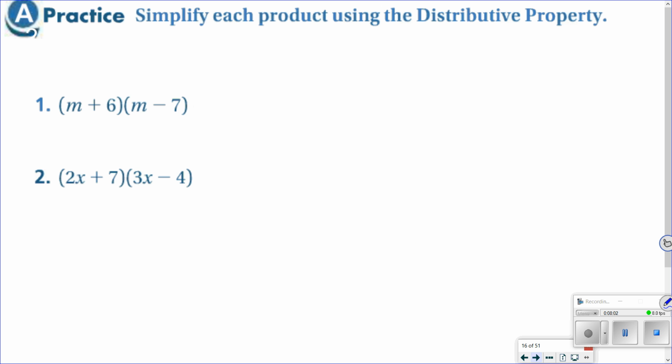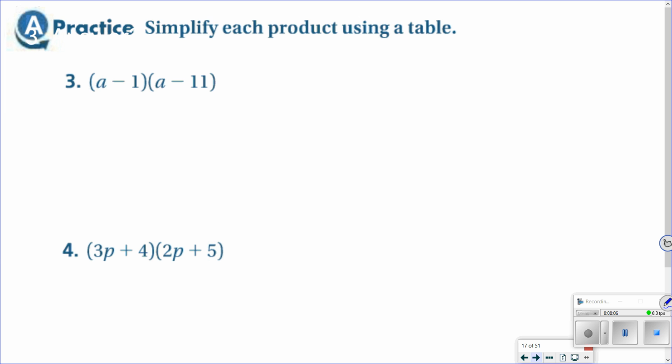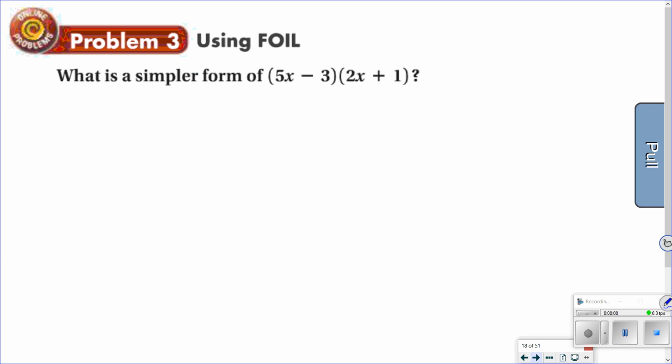The last method is something called FOIL. And the reason why they call it FOIL, let me get to a problem where it says that. Oh, here we go. FOIL is an acronym. So it's not an actual math term, that's not actual math terminology. But it's an acronym to kind of help you remember how to multiply it out. I don't think you need an acronym to remember how to do this. But if it's helpful to you, that's great. You can do it. This is the way it works.